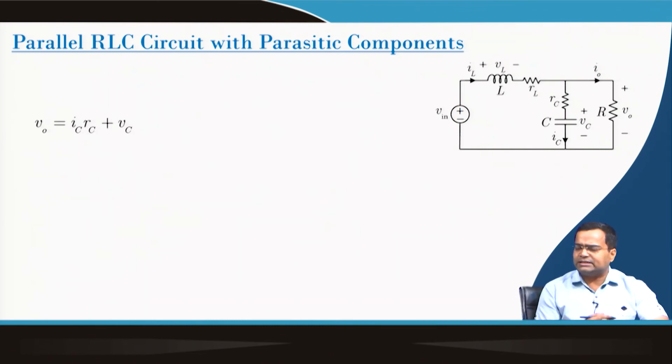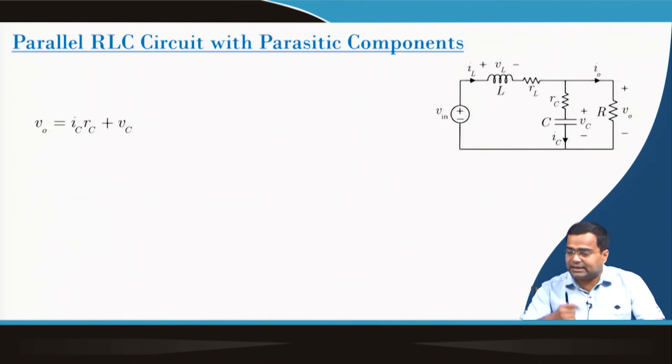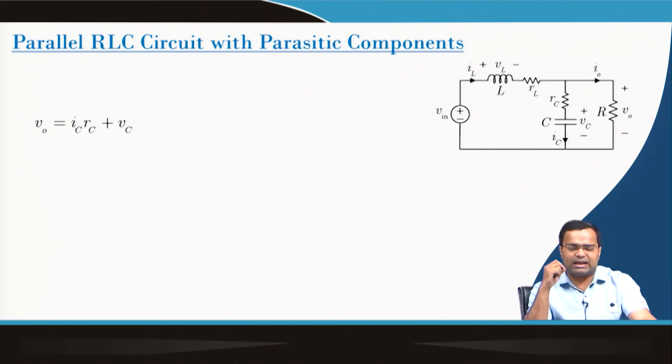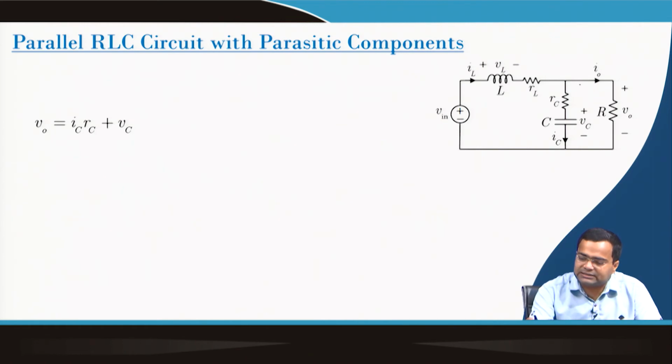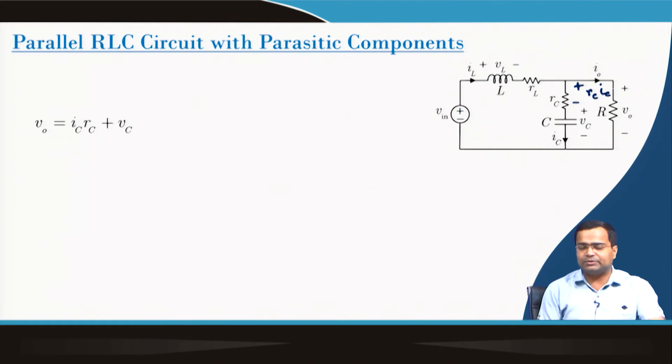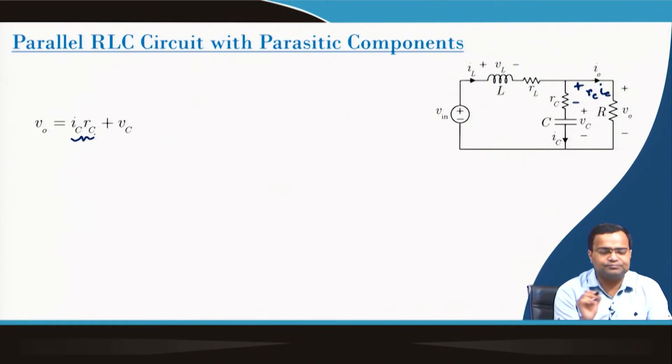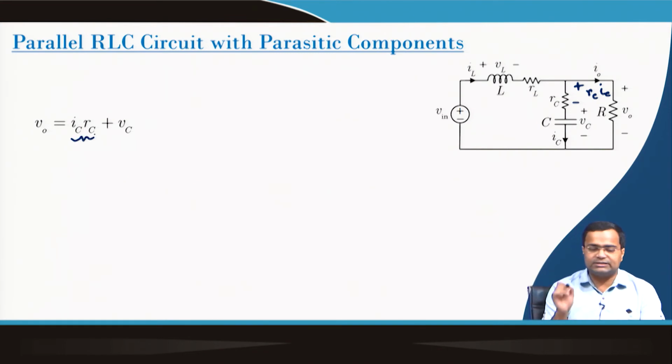So, the voltage across the resistance is not equal to the capacitor voltage in this case, because we have another voltage coming in, that is the voltage across this path. And what is this? This is nothing but RC into IC. So, this drop will also be there. This is the component plus Vc, which is the capacitor voltage, and the sum is the output voltage.